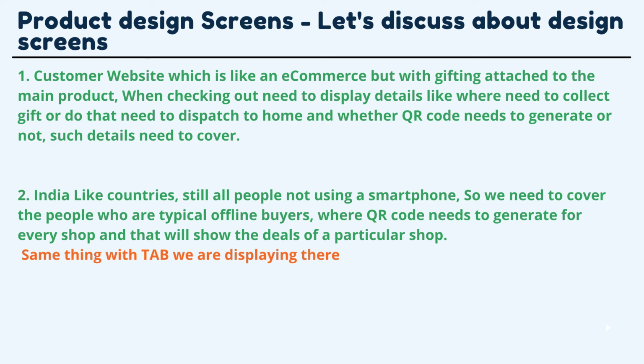which is like an e-commerce site but with the gifting attached to the main product. Without getting into the product itself, people have to know what free gift they will get for which product. That kind of e-commerce portal we have to build. When checking out, we need to display details like where the gift needs to be collected, whether it needs to be dispatched to their home, or whether the QR code needs to be generated or not. Such details need to be mentioned while checking out. And if you give the product details too, it works fine.